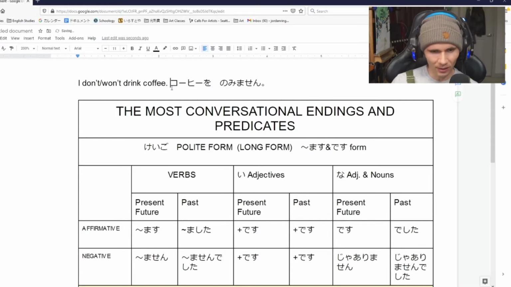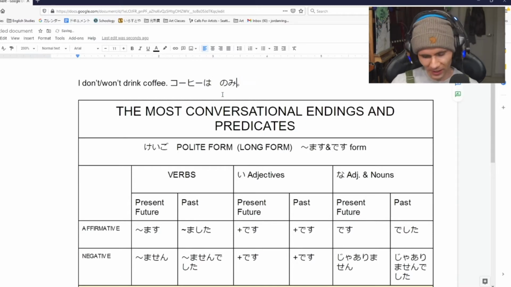You might hear people say コーヒーは飲みません. It means the same thing. And there we go. We have seen the present and future tense in affirmative and negative. Let's now check out what you do for past affirmative and negative for the polite form of verbs.